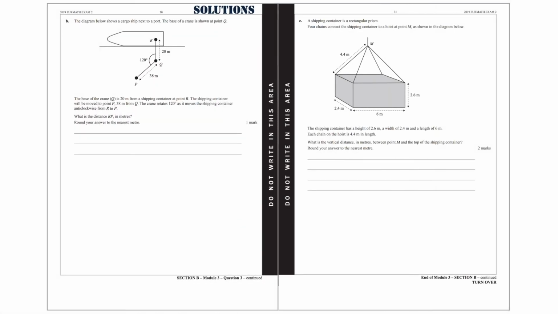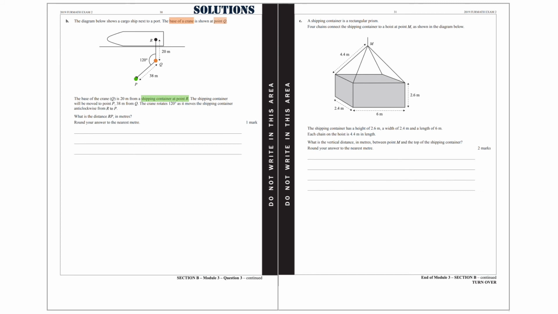Part B. The diagram below shows a cargo ship next to a port. The base of the crane is shown at point Q. The base of the crane Q is 20 meters from a shipping container at point R. The shipping container will be moved to point P, 38 meters from Q. The crane rotates 120 degrees as it moves the shipping container anti-clockwise from R to P.